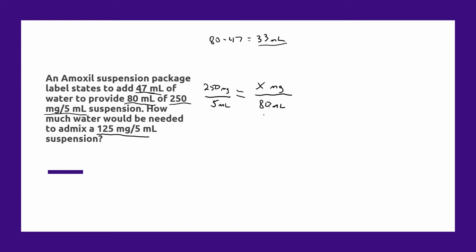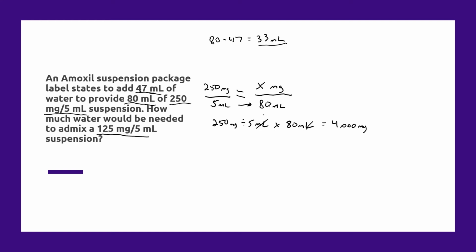And now we can solve this by taking that left-hand side and solving it. So 250 milligrams divided by 5 ml, and then you cross multiply to the denominator on the right. So times 80 milliliters. When you do it this way, the milliliters cancel out, and we're going to be left with 4,000 milligrams. So that's the total weight, I guess, of this Amoxil suspension powder.